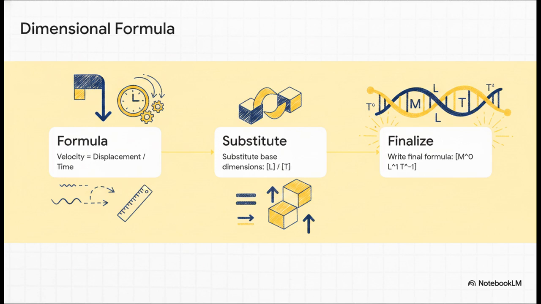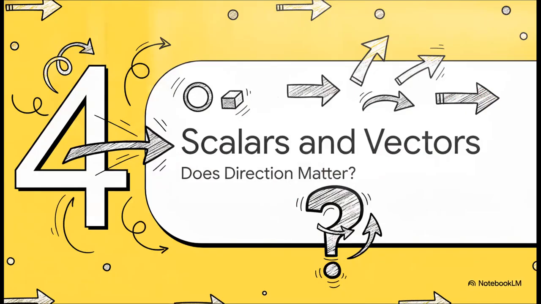Step 1, we write out the basic formula, displacement over time. Step 2, we substitute our base dimensions. So displacement is a length, that's L, and time is T. We get L divided by T. Finally, step 3, we write the final dimensional formula. Since there's no mass involved here, M is raised to the power of 0. L is to the power of 1, and since T is sitting in the denominator, it's raised to the negative 1. So our final dimensional DNA for velocity is M^0 L^1 T^-1. Pretty neat, right? And that brings us to our final stop, Section 4, Scalars and Vectors.